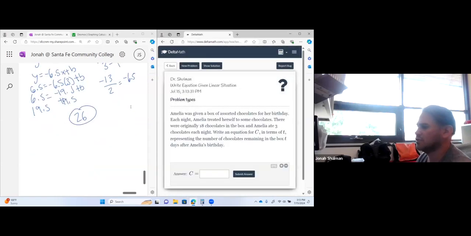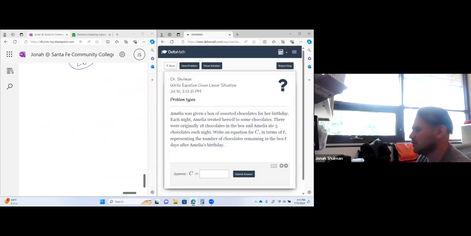All right, let's write an equation given a linear situation. So we got our girl Amelia. She was given a box of assorted chocolates for her birthday. Each night she treated herself. Lucky Amelia. There were originally 18 chocolates in the box, and she ate 3 a night. Okay. And we want to write an equation for chocolate in terms of T, representing the number of chocolates remaining in the box T days after it.